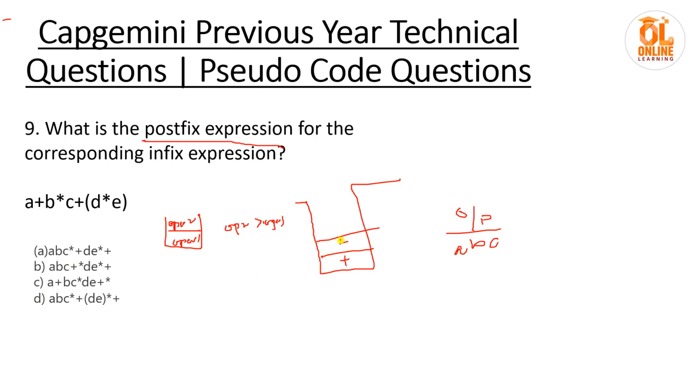Multiplication will be popped out and plus comes here, so multiplication comes to the output. Again, these both are the same, so this plus also will get popped out, so plus will come here. So we have only one plus here.